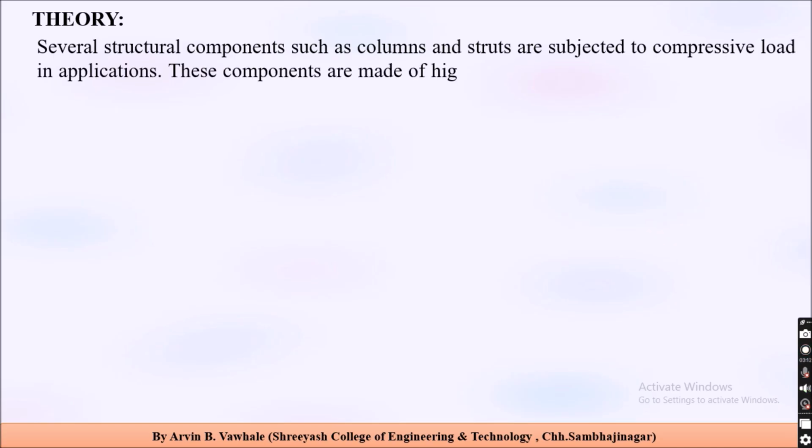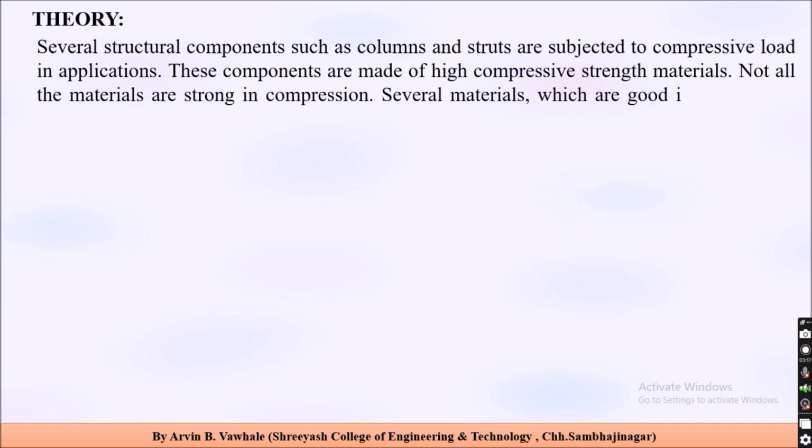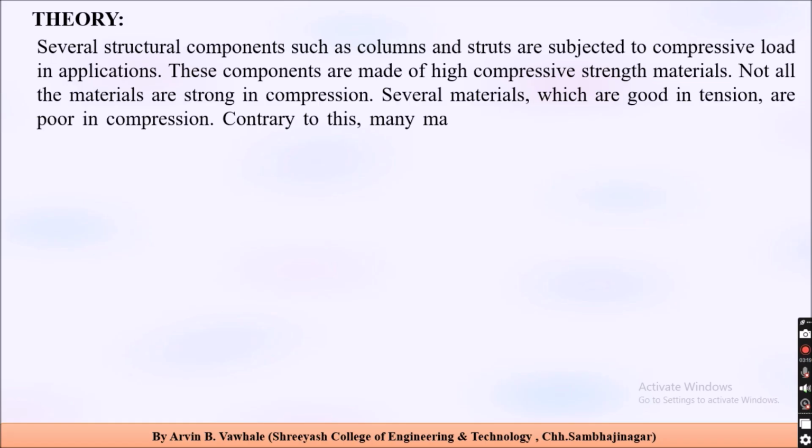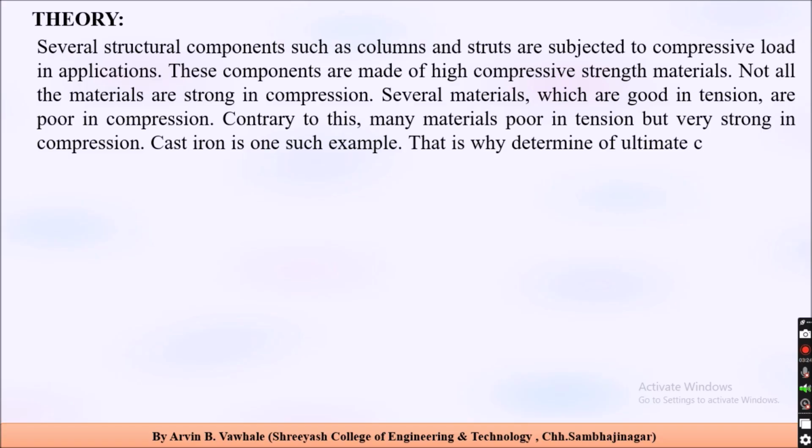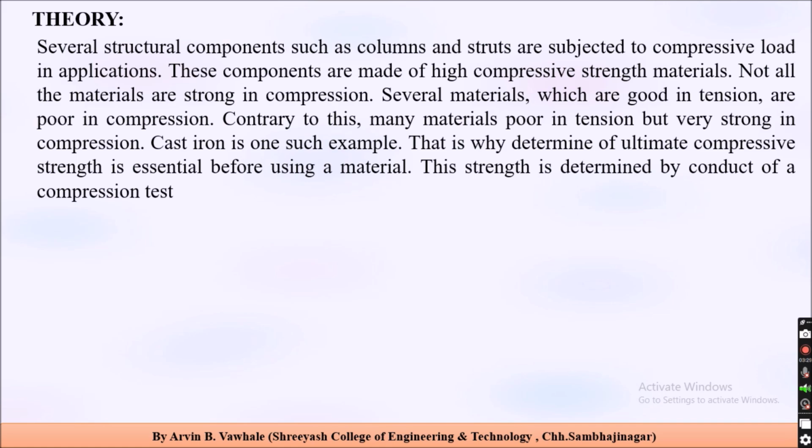Several structural components such as columns and struts are subjected to compressive load in applications. These components are made of high compressive strength materials. Not all the materials are strong in compression. Several materials, which are good in tension, are poor in compression. Contrary to this, many materials poor in tension are very strong in compression. Cast iron is one such example. That is why determination of ultimate compressive strength is essential before using a material. This strength is determined by conduct of a compression test.